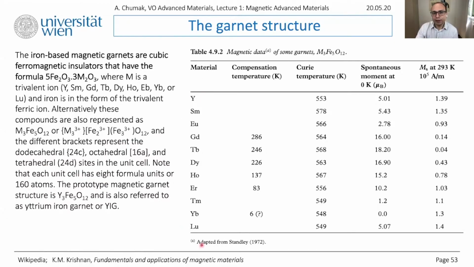So here you see different materials. So this would be our YIG with yttrium, but you can have any different materials, and then you can see the Curie temperatures. All of them are above room temperature, and then you can see also saturation magnetization value in amperes per meter. So principally, YIG has the largest saturation magnetization. Oh no, also lutetium is a large one.